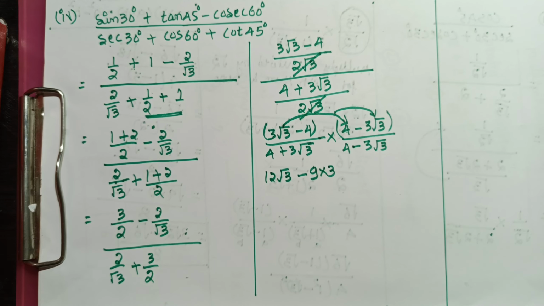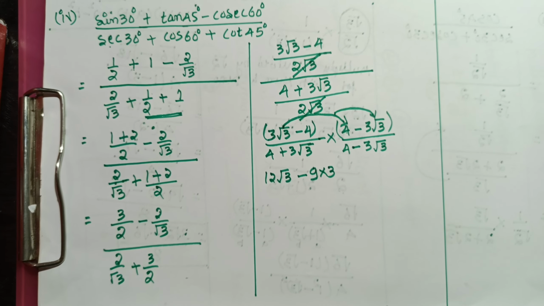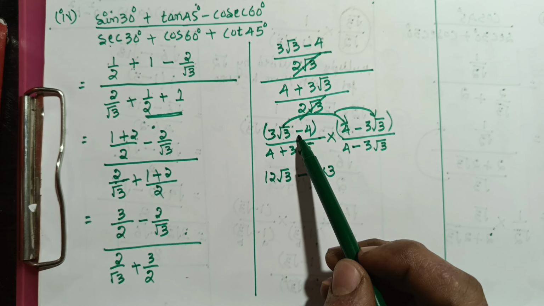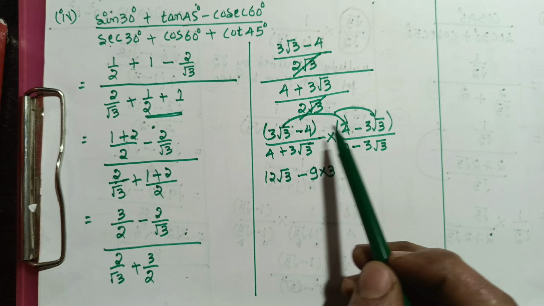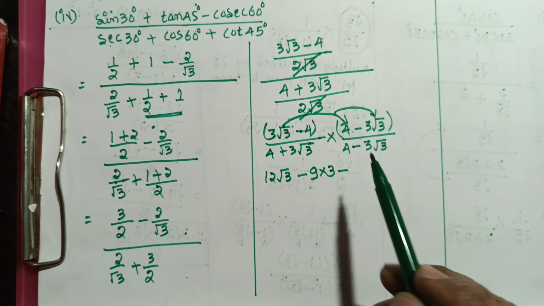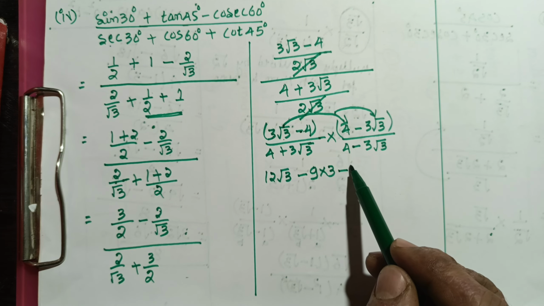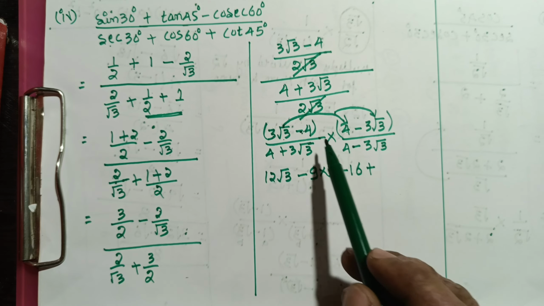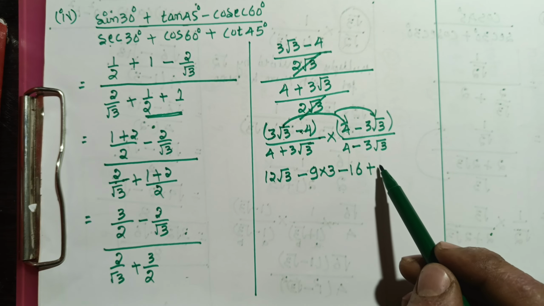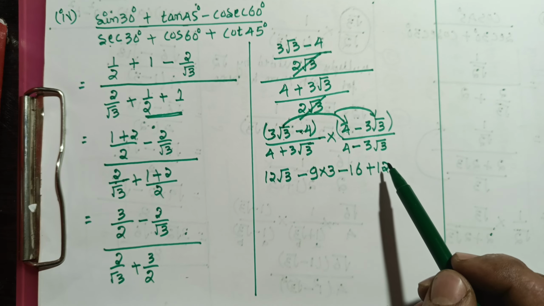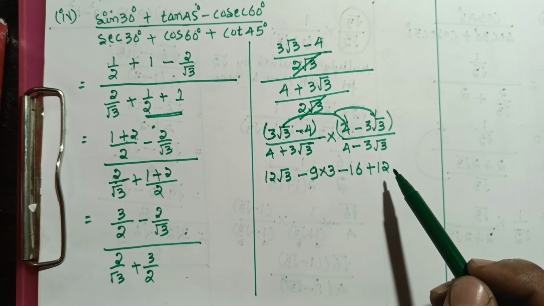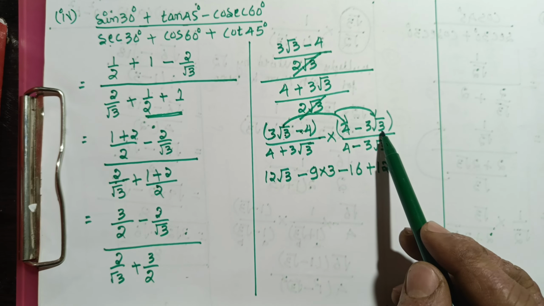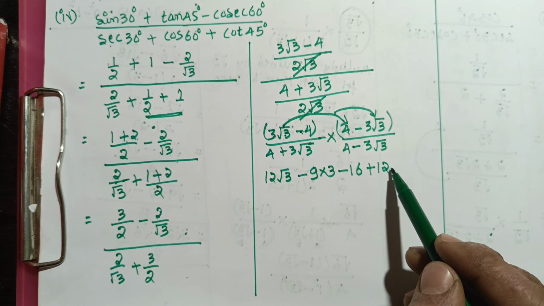Root 3 into root 3 is going to be 3. Now with this minus sign I need to multiply. Minus into minus is plus: 4 4s are 16. Minus into minus is plus: 4 3s are 12, 4 3s are 12. 4 root 3 into root 3 is going to be 4 root 3.